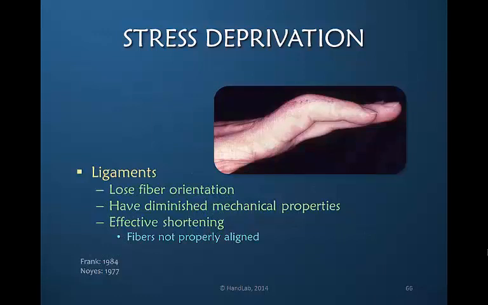Ligaments lose their fiber orientation when movement is reduced or eliminated. Their mechanical properties of strength are greatly reduced. And even though they don't shorten in terms of actual length, the fibers are not properly aligned, and that results in what we identify as shortening because movement is limited by the inability of the ligaments to move in relationship to the other tissue.